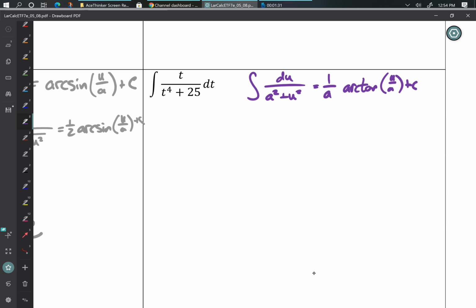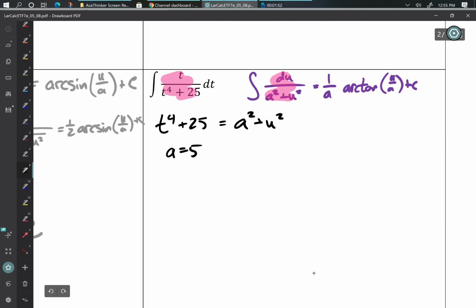So if this is going to be the formula, then I've got to make all of this match up, right? So let's see. t to the fourth plus 25 has to be the a squared plus u squared, which means that a has to be 5, and u has to be t squared again, which means the differential du is 2t dt. Okay, so things are looking good.